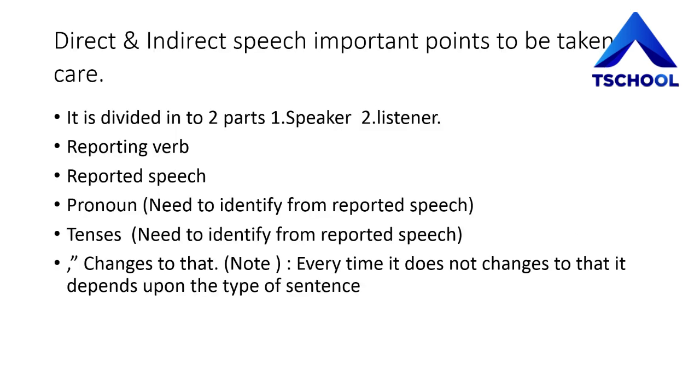Before we understand with an example, there are important points to be taken care of. Direct and indirect speech is divided into two parts. First is the speaker, second is the listener. Next, that is the reporting verb. That is what we have to identify while changing from direct to indirect. Reported speech, pronoun, tenses, comma and double inverted comma changes to that.